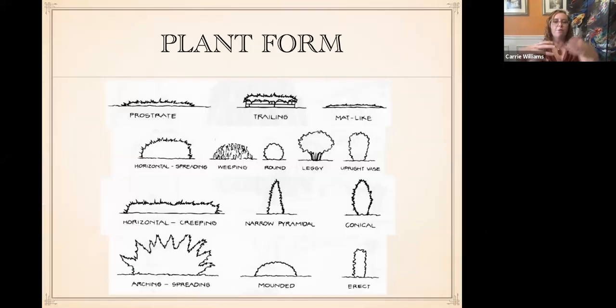Here's some of the different plant form words that we use. Prostrate means close to the ground, or horizontal spreading, or horizontal creeping, or that arching spreading. There's actually quite a few shrubs that we use in the landscape that are naturally an arching spreading type plant. Junipers like gray owls, also loropetalums, forsythias. And sometimes what happens when you have a plant like that, people think it looks unruly, and so then they end up shearing it. And we'll talk about some of that. I've got some rants saved up for you when it comes to plant maintenance and pruning.